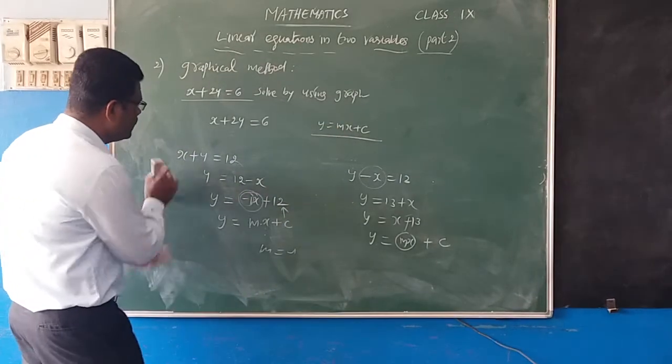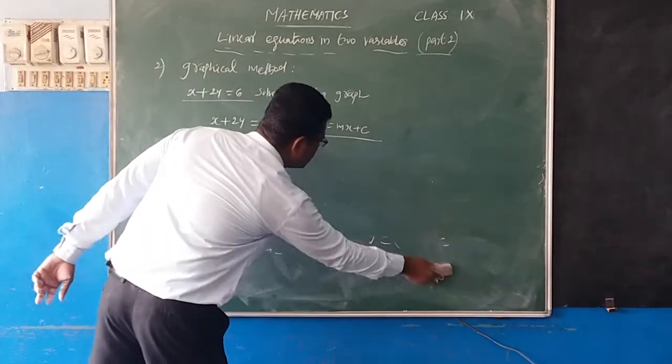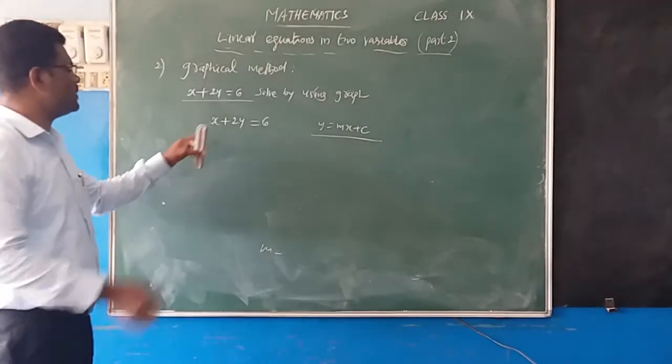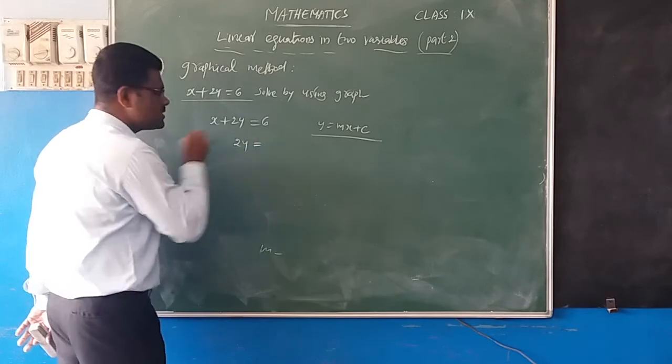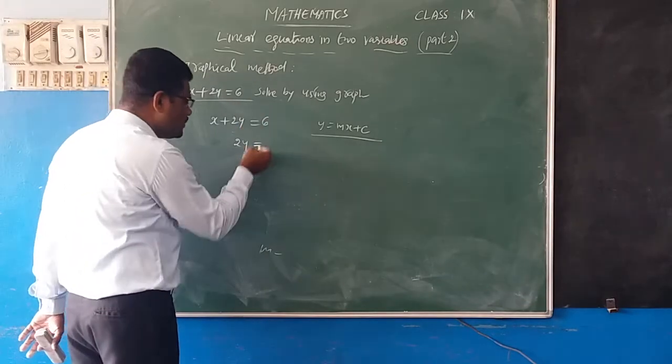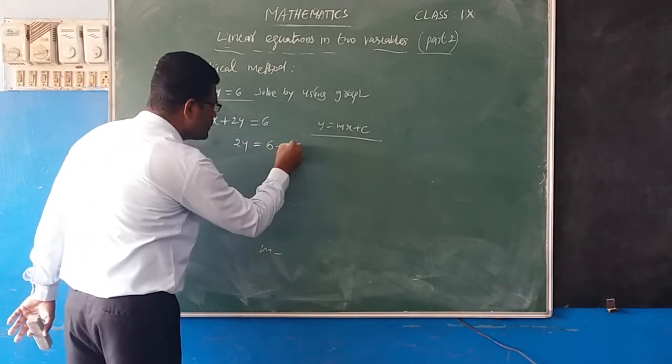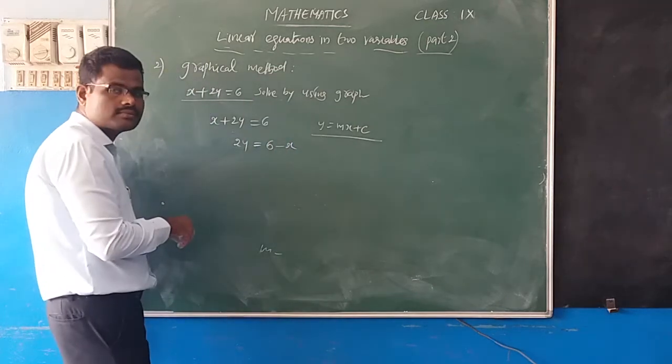So, let us take up the given question. The given question is x plus 2y is equal to 6. Keep the y term as it is, 2y as it is, equal sign as it is, 6 as it is, and x goes to that side, so minus x plus 6.